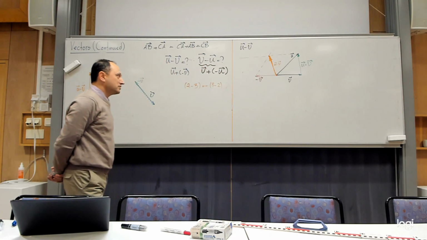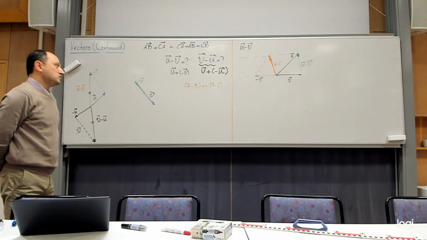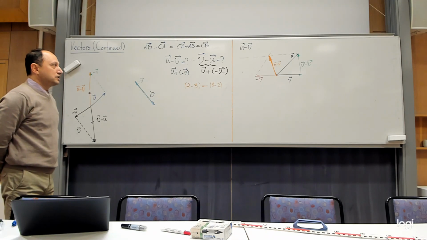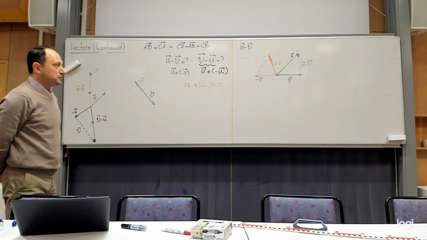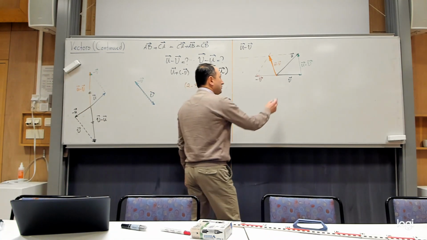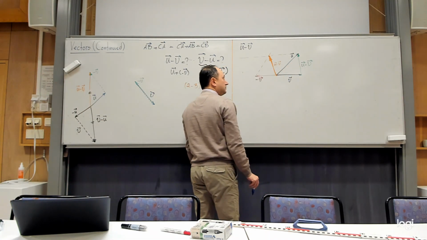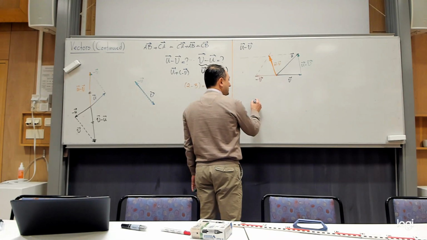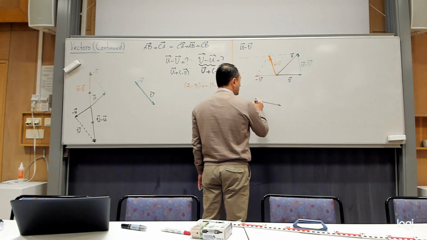Okay, but we haven't studied those things, so I just want to skip them, and then you can just trust me or do it on GeoGebra. So what I'm saying is, if I want to find the difference of two vectors, it is better to draw them from the same point.